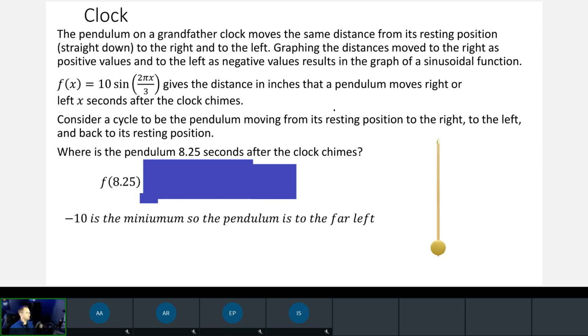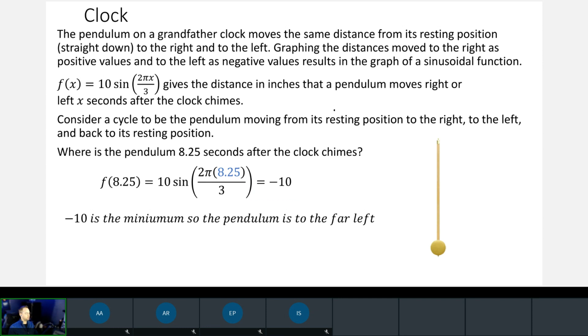We're plugging in 8.25 into the function. So that's where 8.25 goes, and you type that in. You want to make sure your calculator is in radian mode. And when you hit enter, you will get -10. If you are not in radian mode, I do not believe your answer will be anything close to that, but I'm not sure.